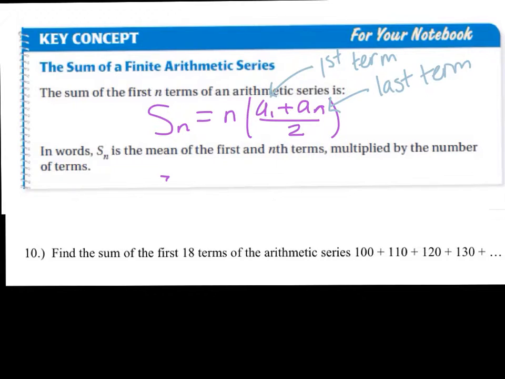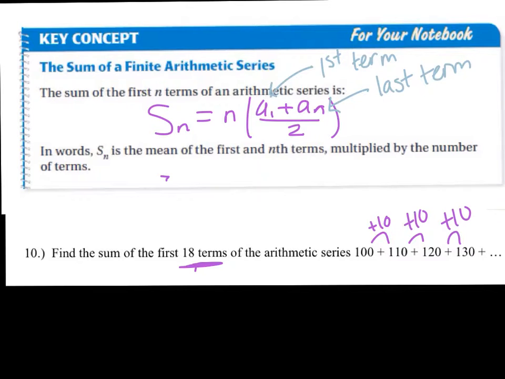So for number 10, it says find the sum of the first 18 terms of this arithmetic series: 100 plus 110 plus 120 plus 130. The difference from 100 to 110 is positive 10, or plus 10. And it wants us to find the sum of the first 18 terms. So the first thing we need to do is find the rule so that we can find the 18th term.